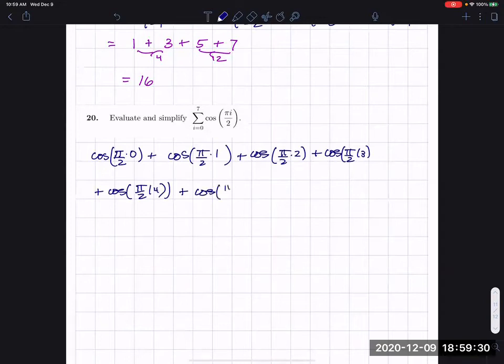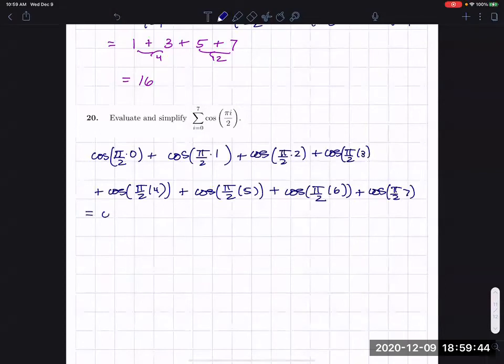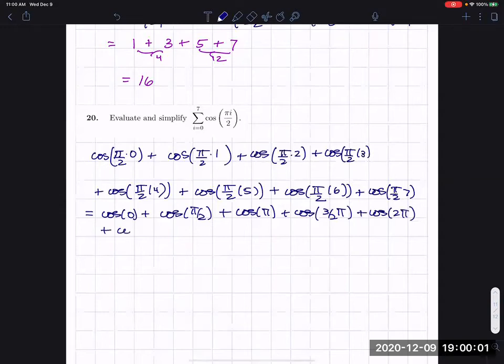Is it too much? Why did I make this so many? But I think it's going to be okay. Cosine pi over 2 times 5, times 6, times 7. So this is going to make cosine 0 plus cosine pi over 2 plus cosine pi plus cosine 3 halves pi plus cosine 2 pi plus cosine 5 halves pi plus cosine 3 pi plus cosine 7 halves pi.